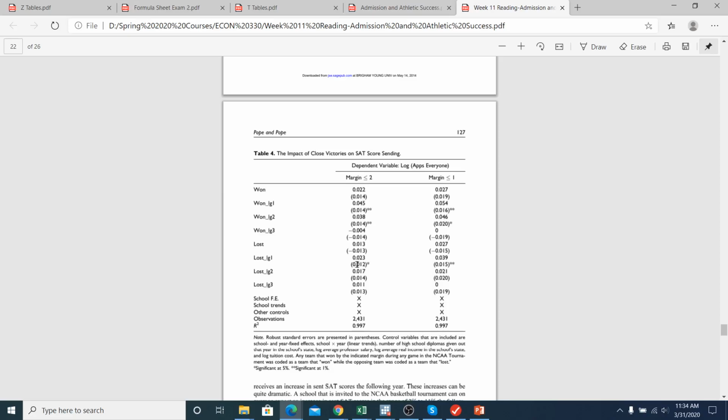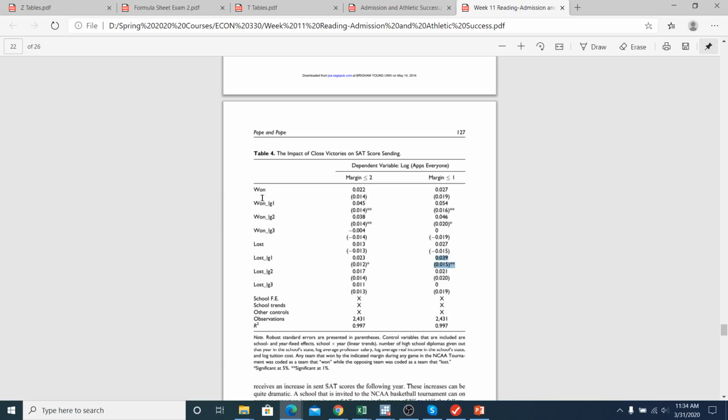But also, another interesting point is that even if I was in that game and I lost, these are still statistically significant. Now notice the effect is still as large as possible. So even if I'm in the game and I lose, I'm still getting an increase in SAT scores sent to me. But now, if it's a closer game, where the margin is less than a point as opposed to less than 2, the effect of even losing has a greater impact, right?